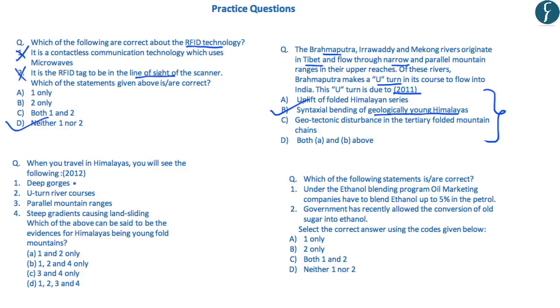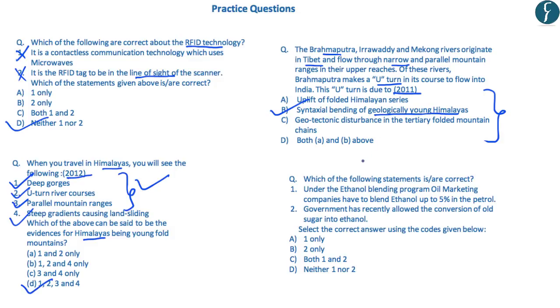The third question is also from the Civil Services examination of 2012 and this reads, when you travel in Himalayas, you will see the following. One is deep gorges, U-turn river courses, parallel mountain ranges and steep gradients causing landsliding. So the question is, which of the above can be said to be the evidences of Himalayas being young fold mountains? So in the geography section, when you will learn about the plate tectonics theory and also about the formation of young fold mountains, you will find that all these are the characteristics of the young fold mountains. And hence the correct answer is D, 1, 2, 3 and 4.